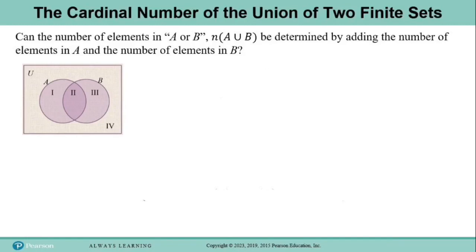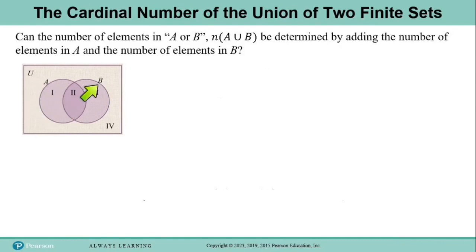Now let's talk for just a minute about the cardinal number of the union of two finite sets. So the question here is, can the number of elements in A or B, in other words, the cardinality of A union B, can we find that by adding the number of elements in A to the number of elements in B? Well, let's look at this Venn diagram and think about it. So the cardinality of set A would be the number of elements in this circle here. So all of the elements in region 1 plus all of the elements in region 2. That would tell us how many elements are in set A.